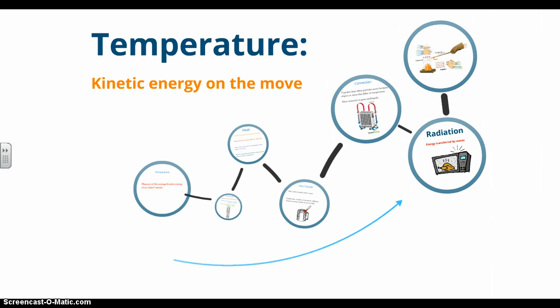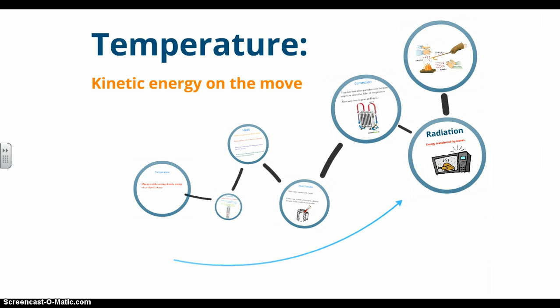And you can see our heading here is temperature, kinetic energy on the move. The more things move, the higher their temperature. So if you can imagine particles going really slowly, they don't move very much, they don't bang into each other, and as we've talked about, when two objects collide, they not only transfer their energy, but they also create friction, which is a form of heat energy.